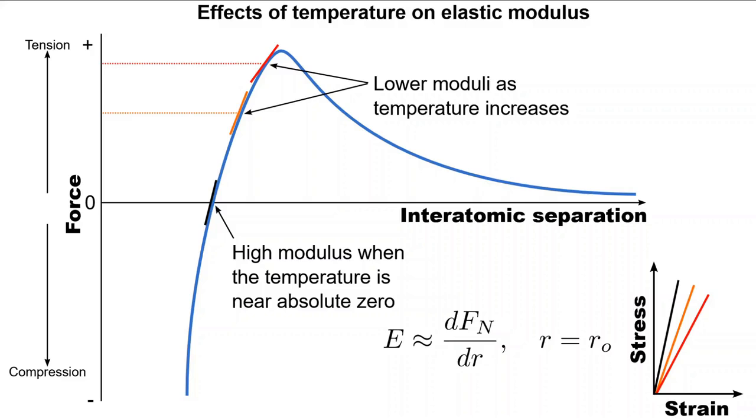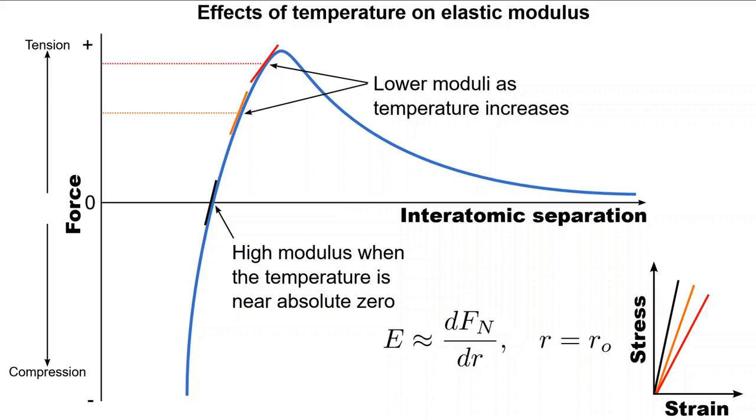When at absolute zero, i.e. when the atoms aren't moving at all, then the modulus for a given material will be at its peak. This is shown here where the atomic separation curve is at an equilibrium point. The net force is zero. The immediate slope or differential of the force versus separation curve at this point is the modulus.